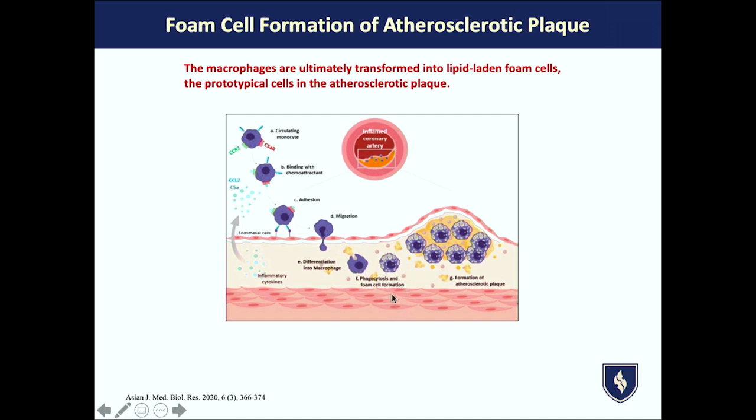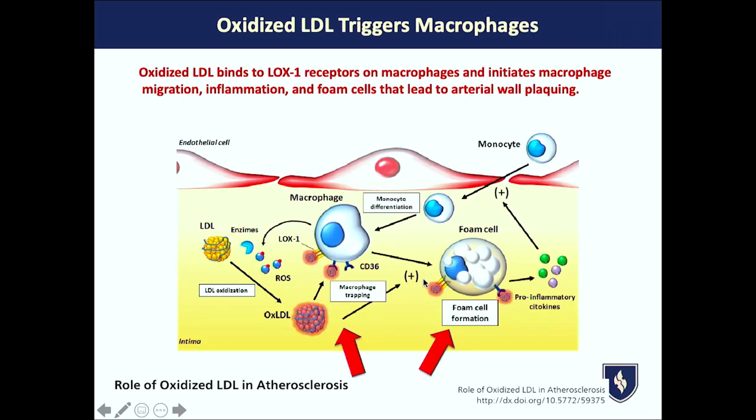And then these macrophages that have now consumed oxidized LDL start to plaque together and move together, and this becomes the formation of a plaque. So the macrophage will ultimately transform into lipid-laden foam cells, the prototypical cells in the atherosclerotic plaque. Foam cells are basically macrophages that engulf and ingest oxidized LDL, and their structure changes. Here you can see oxidized LDL binds to LOX1 receptors on macrophages, initiating macrophage migration, inflammation, and foam cells that lead to arterial wall plaquing.